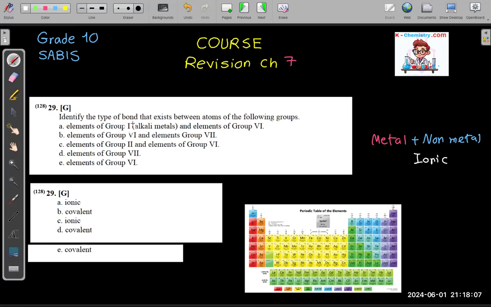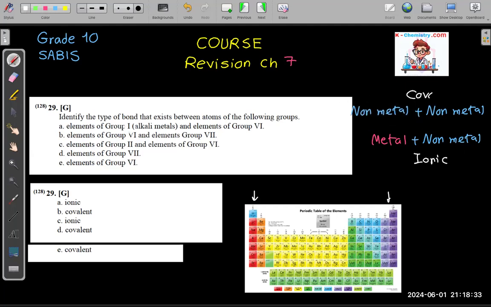He took something from group 1 and group 7, so one from here and one from here. Then it is ionic. But if you take non-metal with non-metal, what is the answer? This time it's covalent. So non-metal plus non-metal is covalent, but metal plus non-metal is ionic.